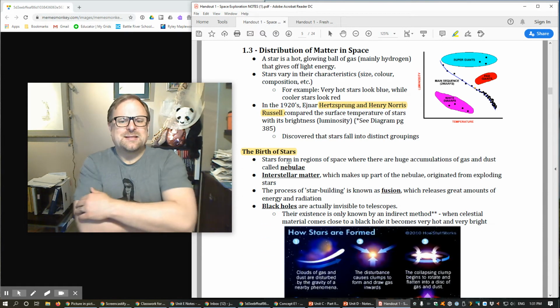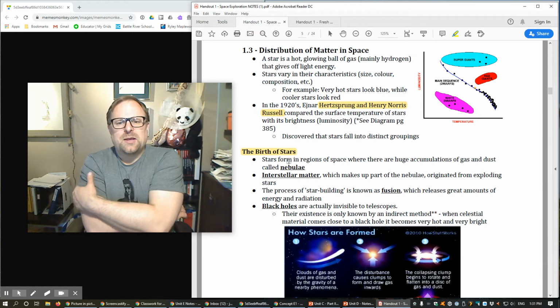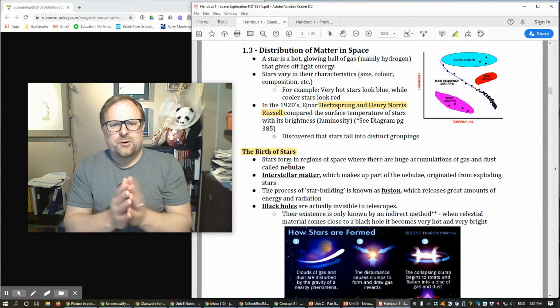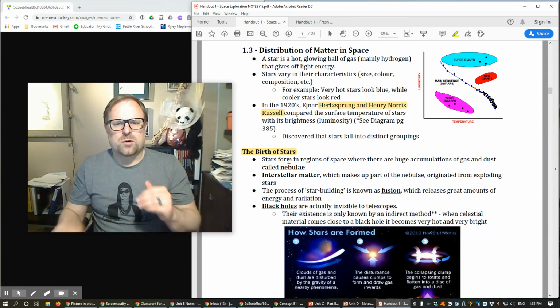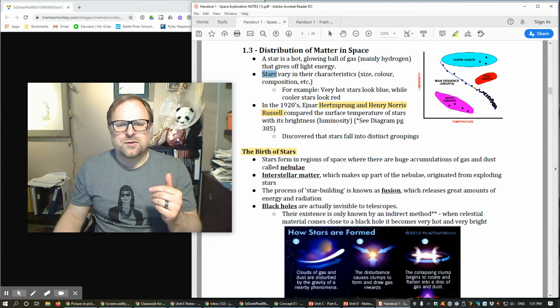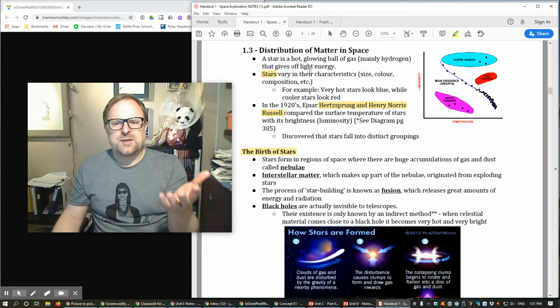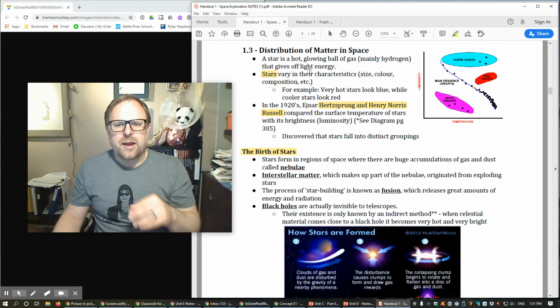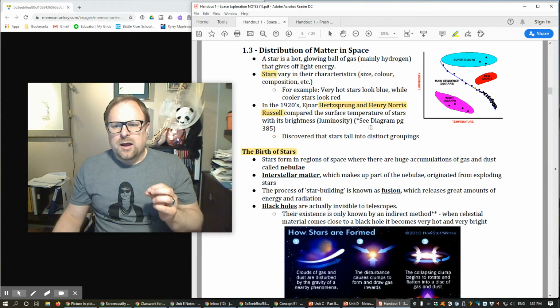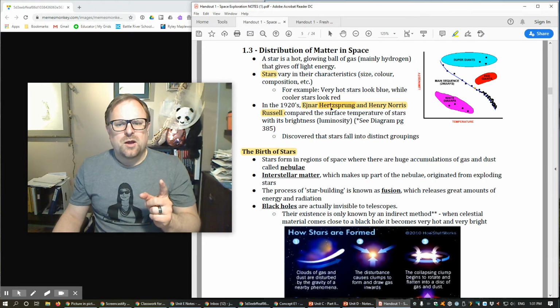And then this next section here is talking about sort of where we find matter in space and how it's distributed, and how it works. And really it's focusing in on stars a lot, which are basically glowing balls of gas that are being fueled by a nuclear reaction, which is really cool. I want you guys to remember these names, Hertzsprung and Russell, okay, and what they are known for.